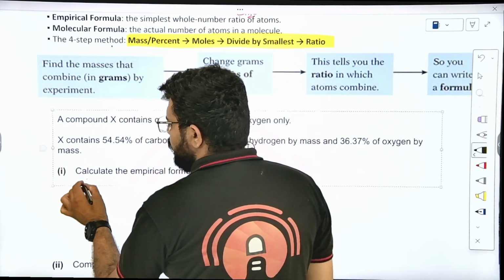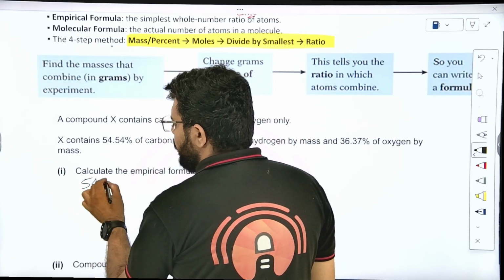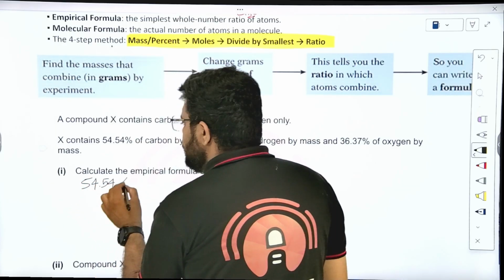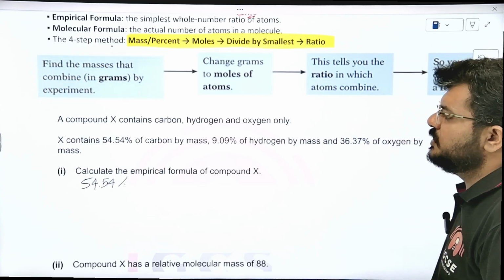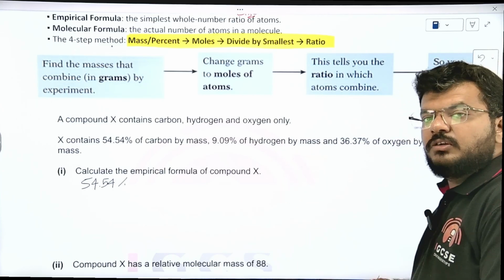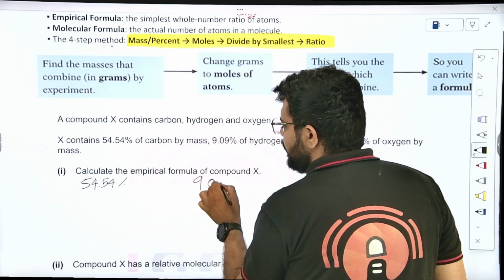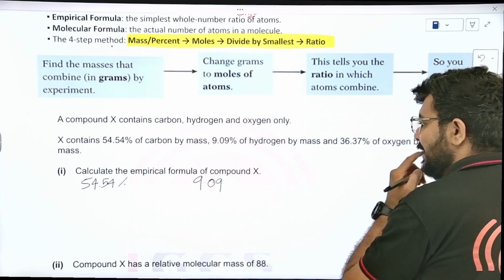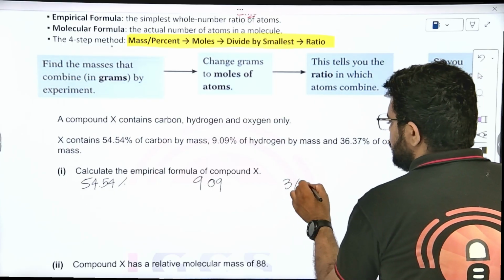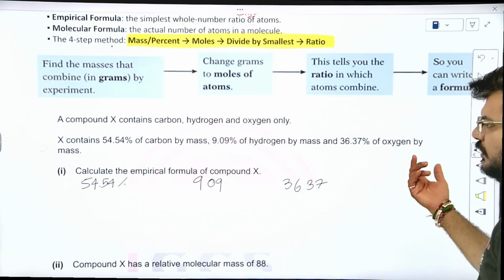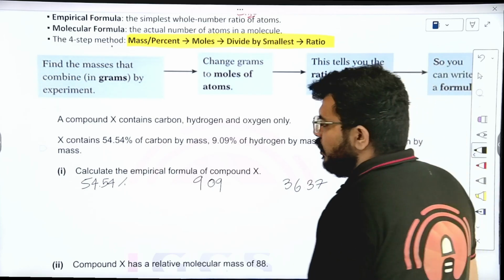So what do you have? You have 54.54 percentage. Remember that this is percentage. You can also have mass. You can start with mass also. I'll show you that in this example itself, how to do that. 9.09 percentage and 36.37 percentage, as I suspected. Of course, they have given it for oxygen.